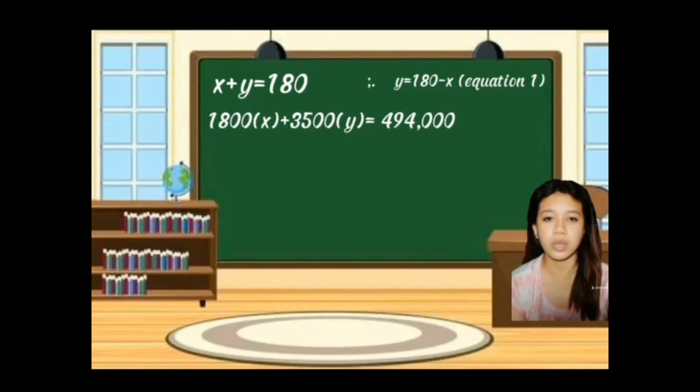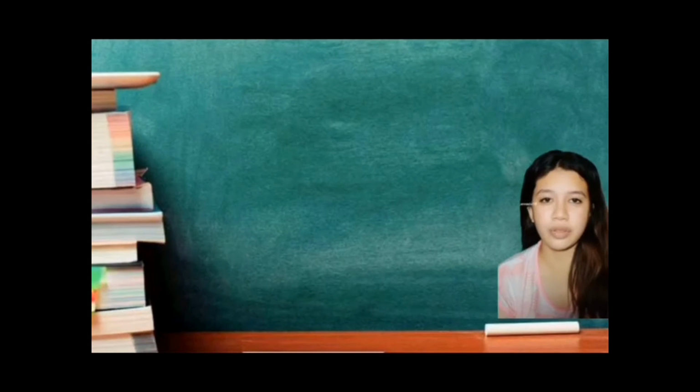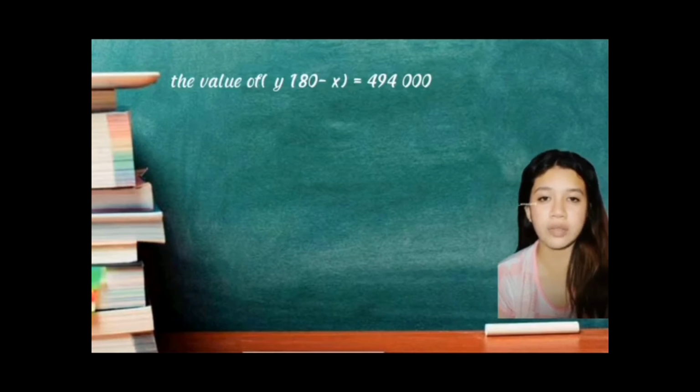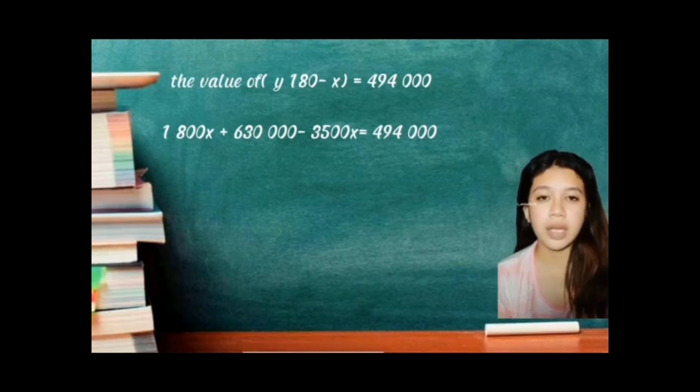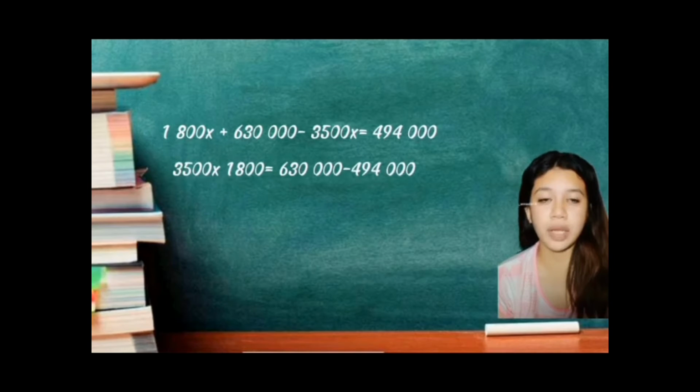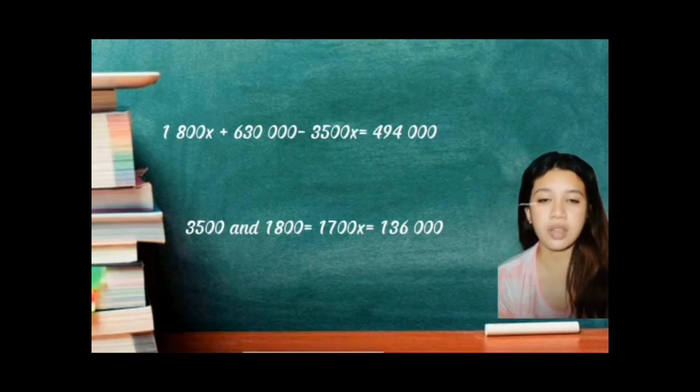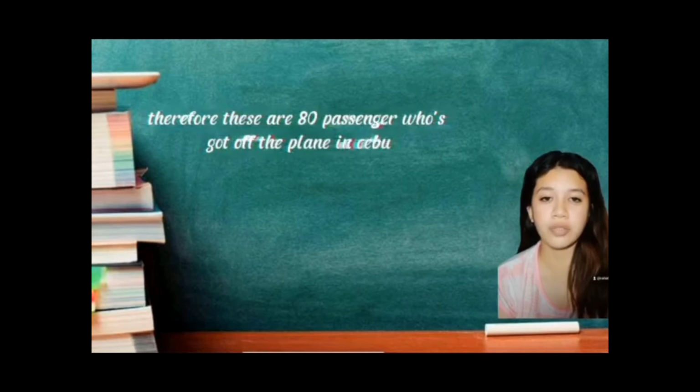We're going to substitute the value of y in equation 2. 1,800x plus 3,500 pesos times the value of y, 180 minus x, equals 494,000. 1,800x plus 630,000 minus 3,500x. Next is 3,500x, which will be negative, 1,800x minus 3,500x equals negative 1,700x. The answer is 80, therefore these are the 80 passengers who got off the plane in Cebu.